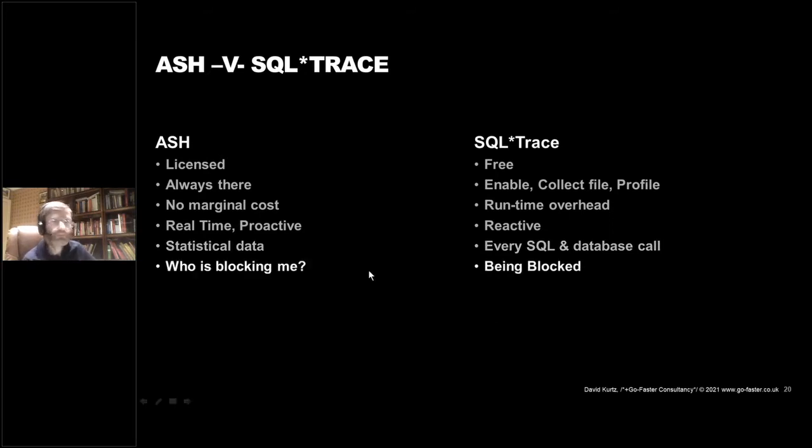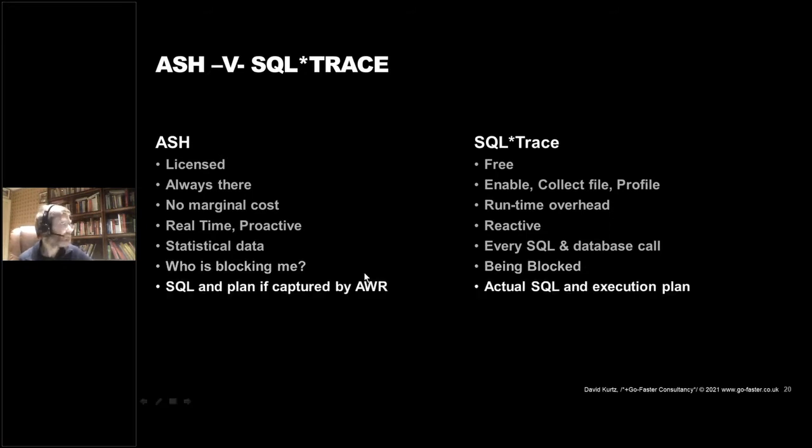The other thing is, trace will tell you that you are being blocked because you're waiting on, say, a TX row lock event. ASH will tell you who is blocking you, and then you can go and see what they're doing while you are being blocked. There's an example of that coming later.